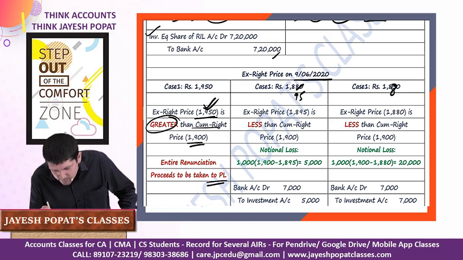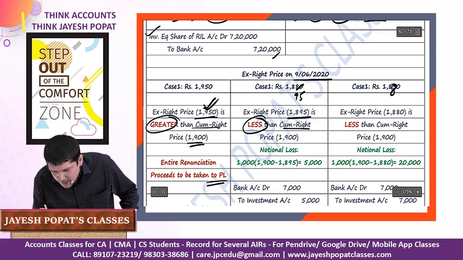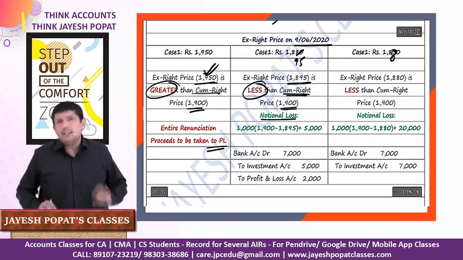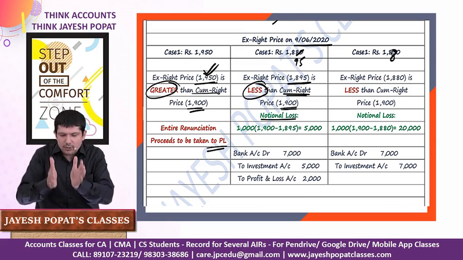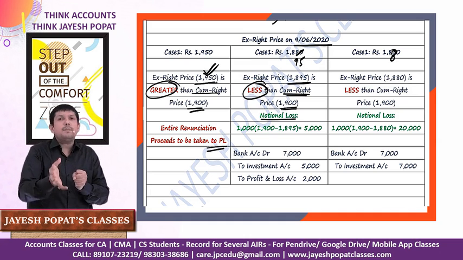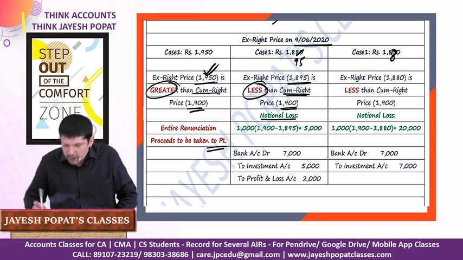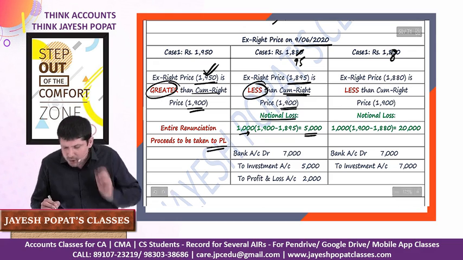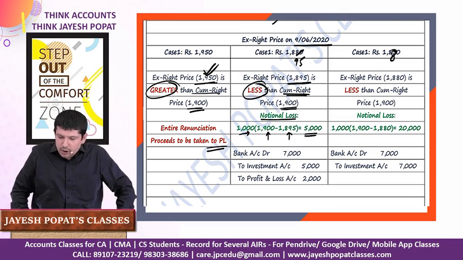In the second case, the ex right price after the record date is 1895. It is less than the cum right price of 1900 at which we had purchased the shares. So there is a notional loss. Why notional loss? Because we haven't sold this off as yet. In future the price may increase. This is just to take a decision on whether we take the entire renunciation proceeds to the P&L or the renunciation proceeds should be credited to the cost of the investment. So in this case, our notional loss is 5,000. 1,000 shares we had purchased at 1900. Now the ex right price is 1895. There's a notional loss of 5,000.